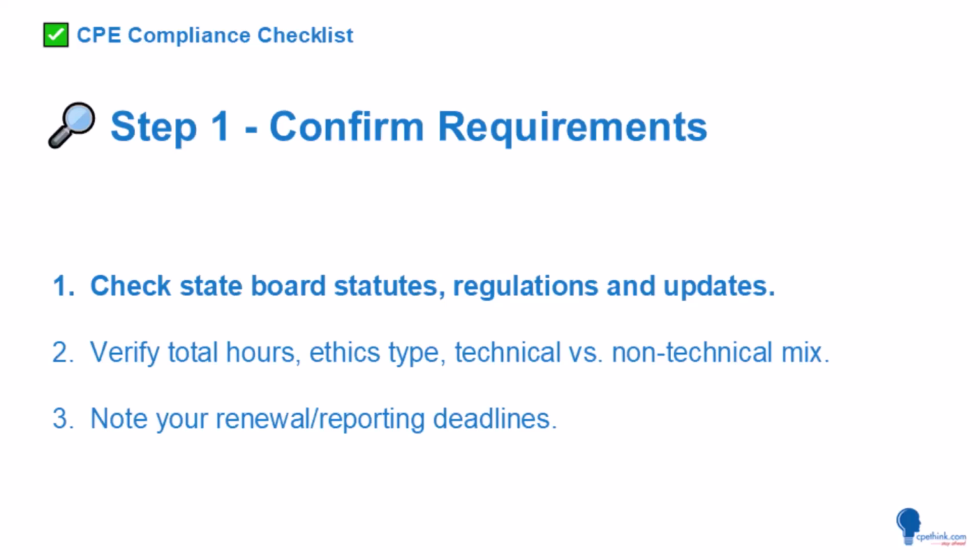Start by visiting your licensing authority's official website and review the most recent CPE or license renewal guidance. Look specifically for updates issued since your last reporting cycle. Many boards publish notices, bulletins, and revised FAQs, frequently asked questions, that clarify how credits are evaluated. Pay close attention to any changes involving ethics requirements, limitations on certain course categories, or changes to self-study or online learning rules. These are areas where misunderstandings can occur.